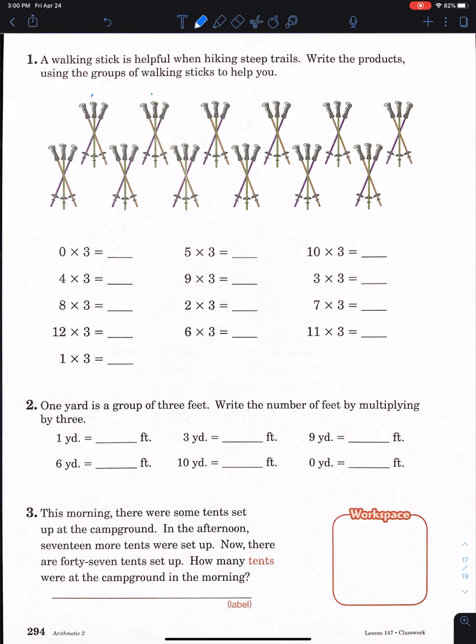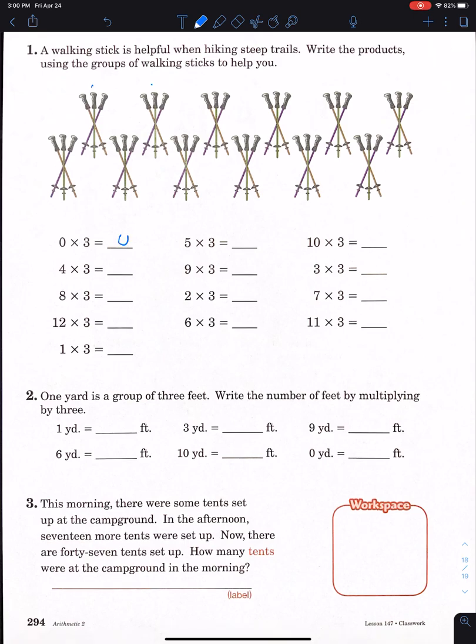So let's start out with the first problem, which is 0 times 3, and we know that any number times 0 is 0. 5 times 3. Well, let's count by 3s 5 times. 3, 6, 9, 12, 15. 5 groups of 3 is the same as 15. 5 times 3 equals 15.